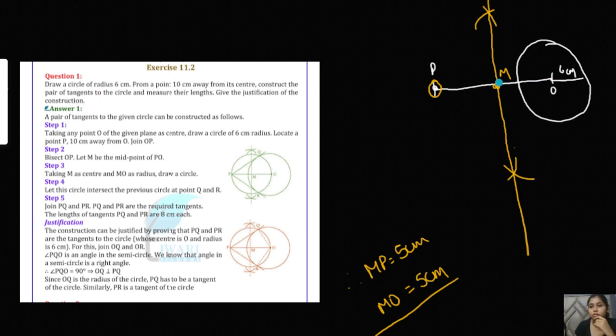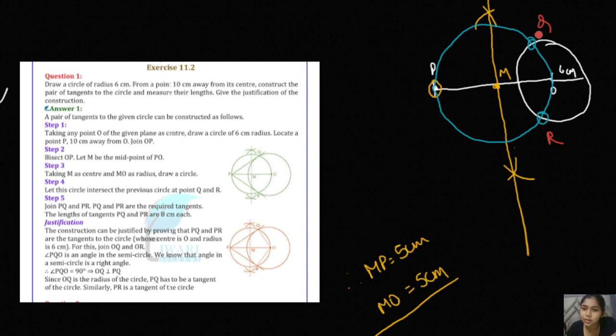So what you have to do is, taking this as the radius, you have to draw the whole circle. Like this you will be drawing your circle. So you can see this is the particular point where they are meeting, and this is also a particular point where they are meeting. We'll just name them as Q and R, or whatever variable you want to.